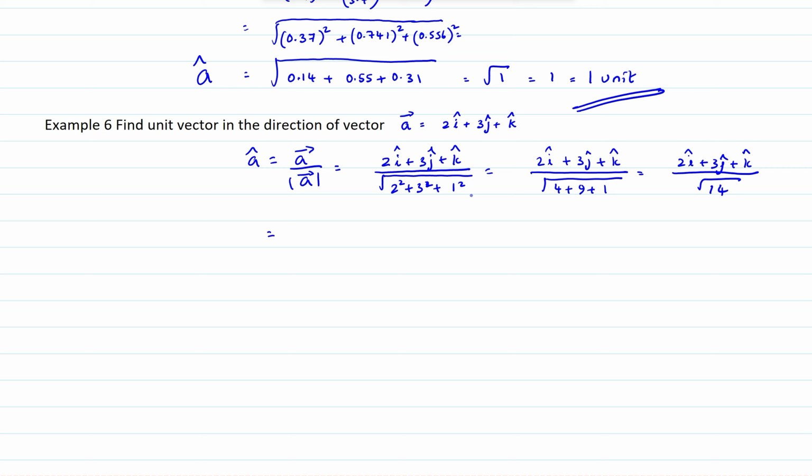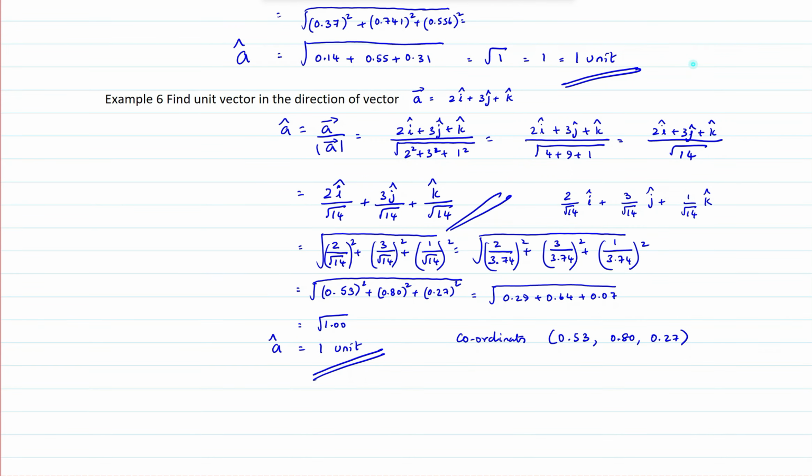Now, in unit vector problems under NCERT, if you write this much, it is more than enough: 2i by root 14 plus 3j by root 14 plus k cap by root 14. This is enough for solving the unit vector problem in NCERT. Even in the examination, if you write only this much, that is enough. Now, to actually understand how this unit vector will look in a three-dimensional diagram, we will solve this further.